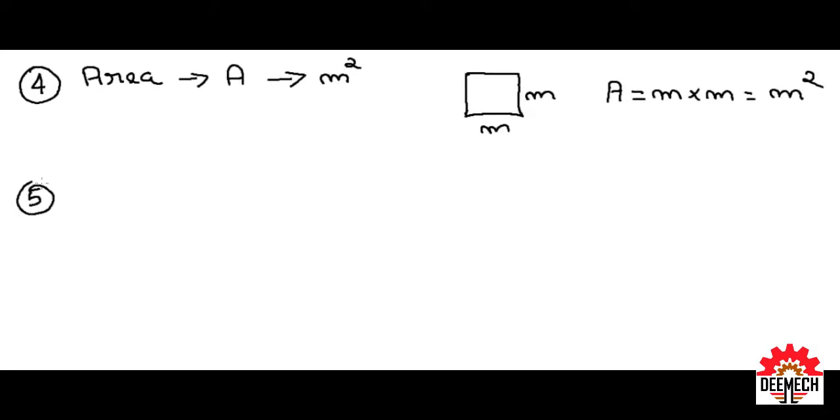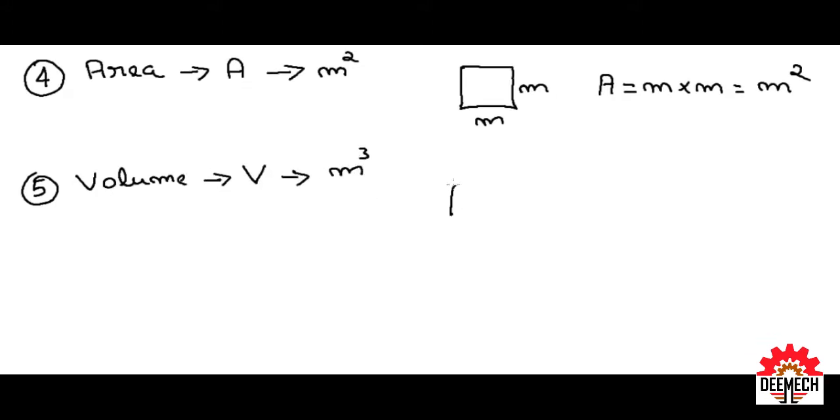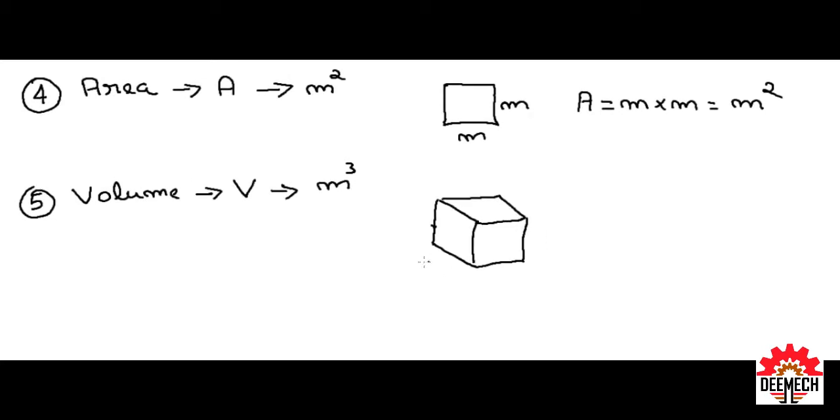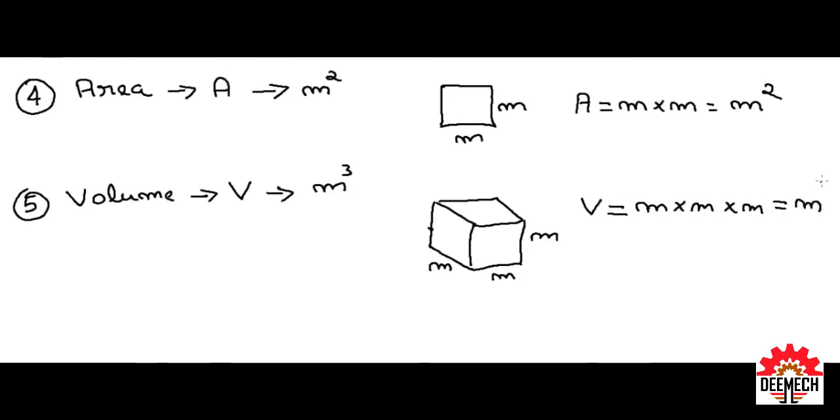Number 5, volume. It is denoted by capital letter V and it is measured in meter cube. Let me draw a cube. So it is length into width into height. So volume can be measured as meter into meter into meter, that is nothing but meter cube.